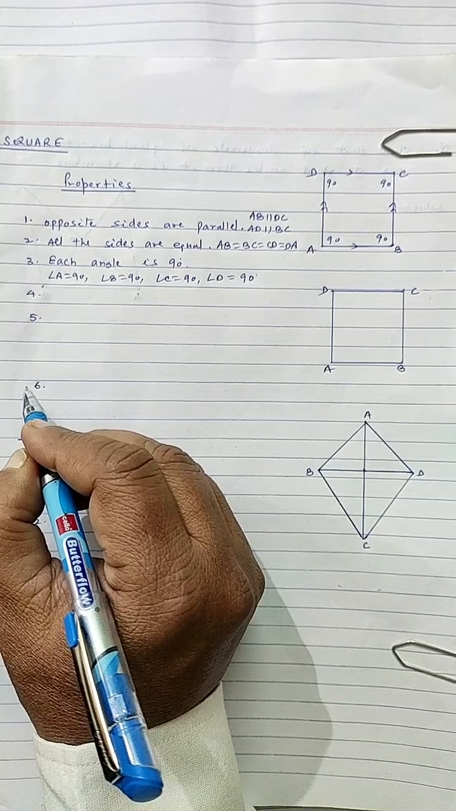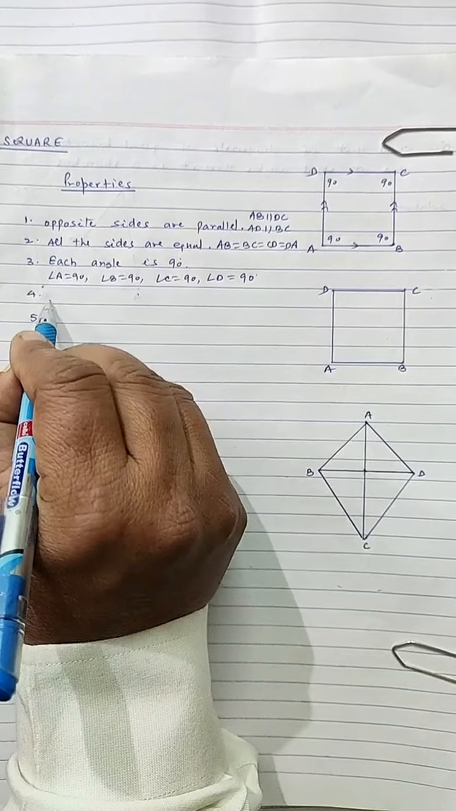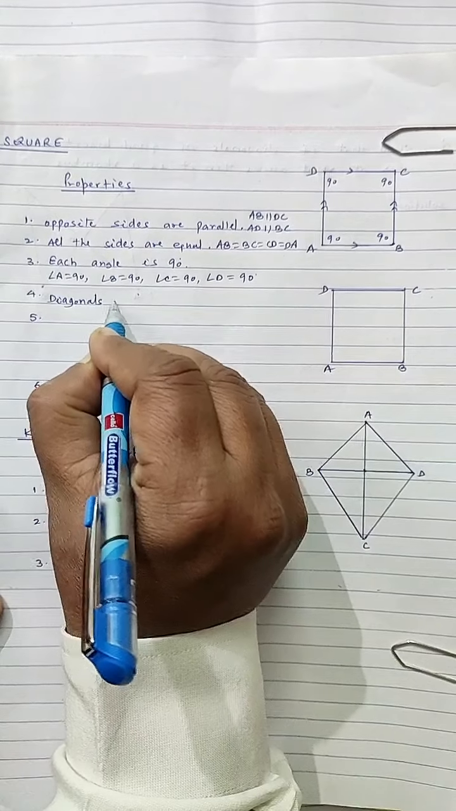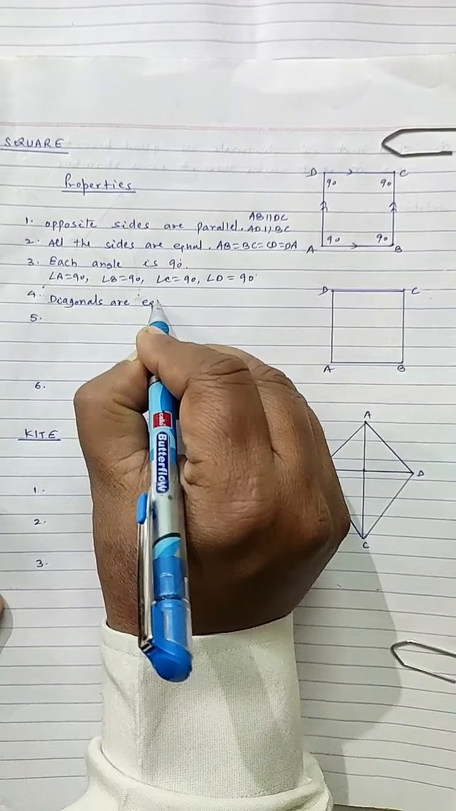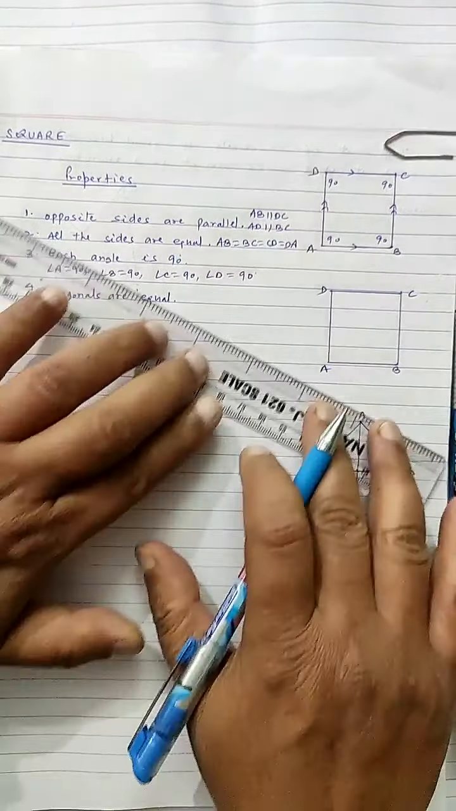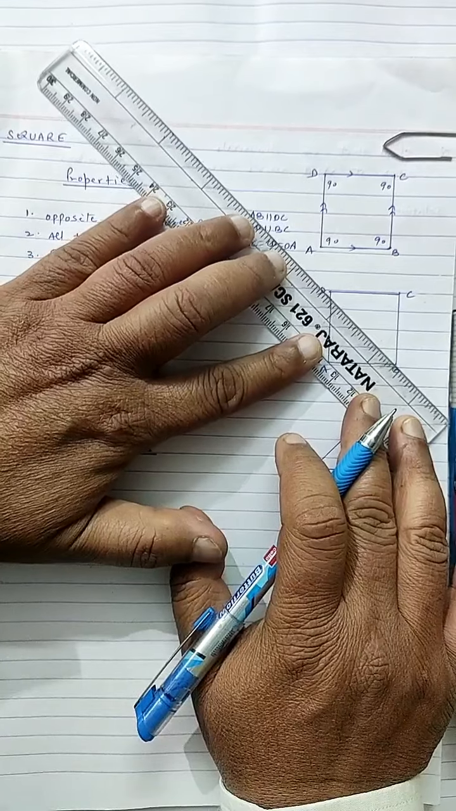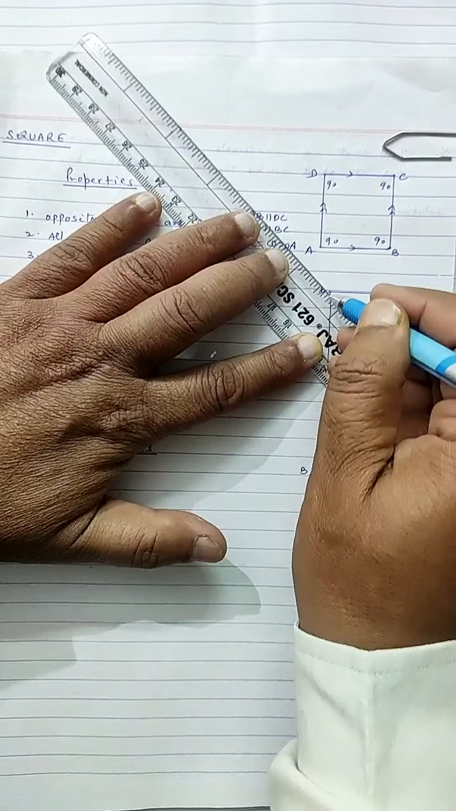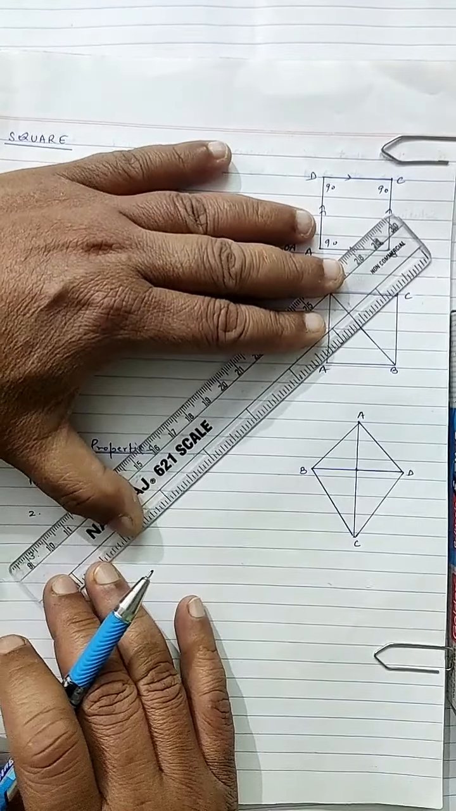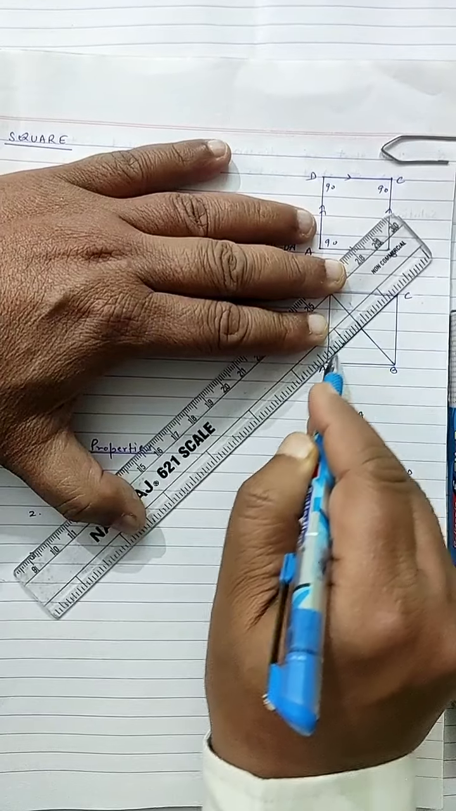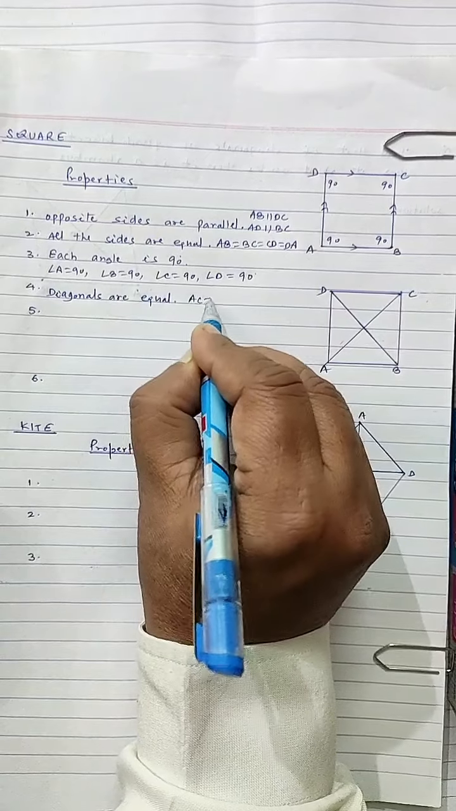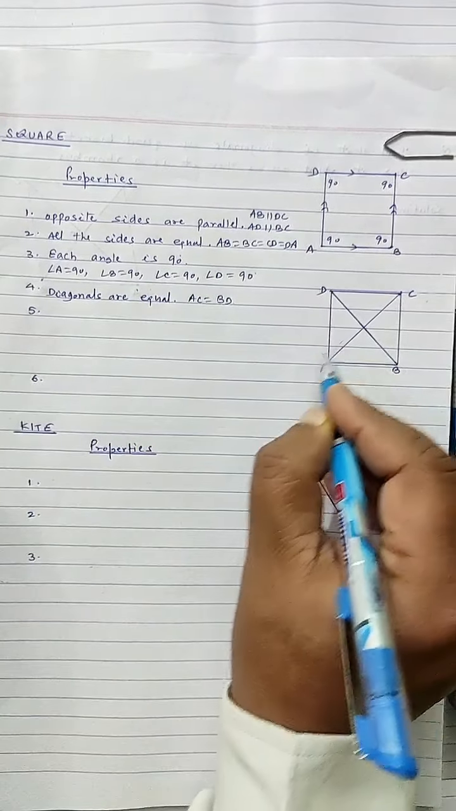Next property, diagonals of a square are equal. So we draw the diagonals of this square. In the separate figure I have shown the diagonals. AC and BD are the two diagonals, and these diagonals are equal in case of a square. AC equals BD.